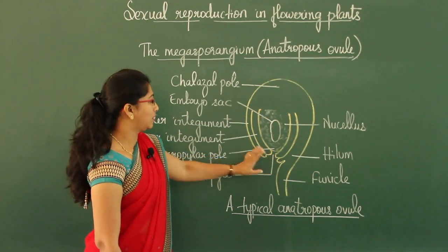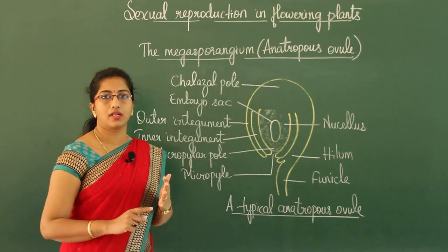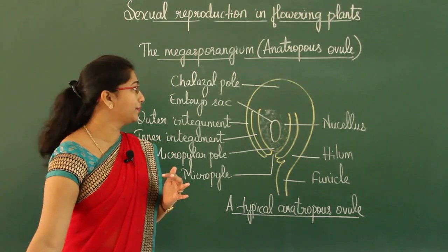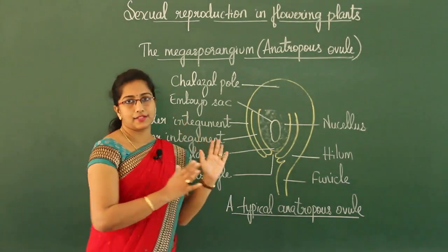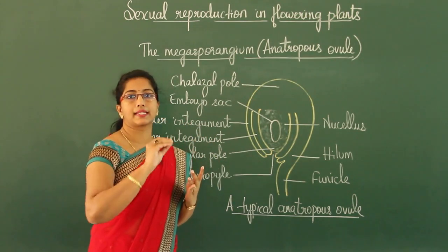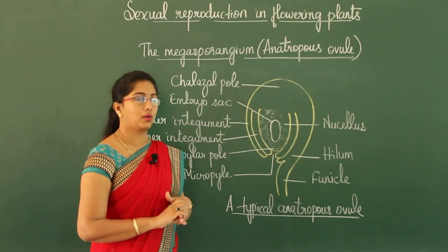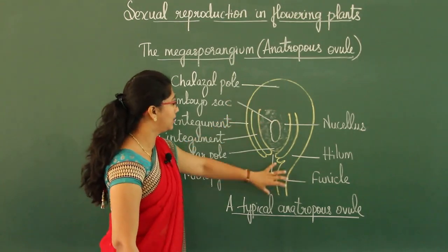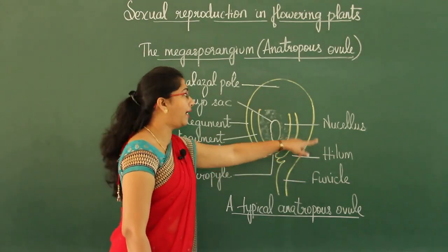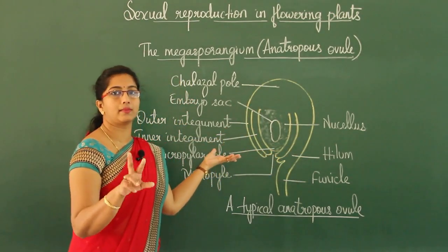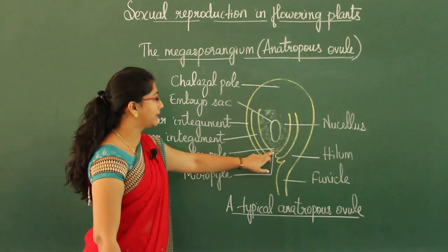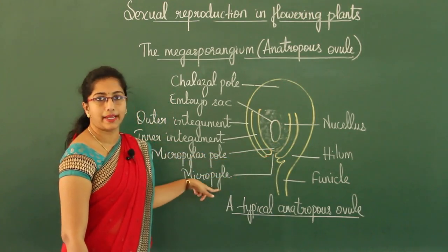So this will be the structure of a typical anatropous ovule. As I told, when a question is asked for 5 marks, you need to draw this diagram and also explain its parts. The funicle is a stalk, the junction is called hilum, and the body of the ovule is covered by 2 integuments, outer integument and inner integument, and it has an opening at one end called micropyle.